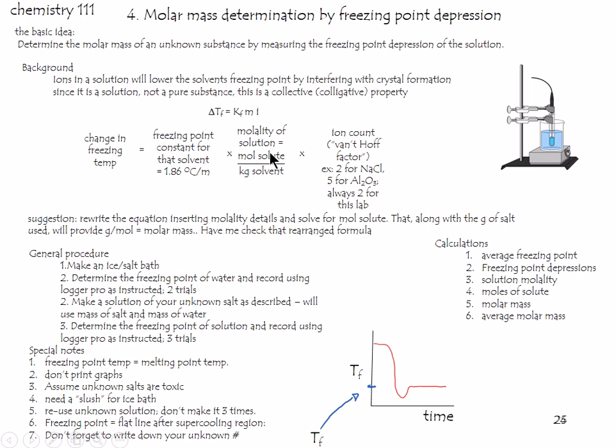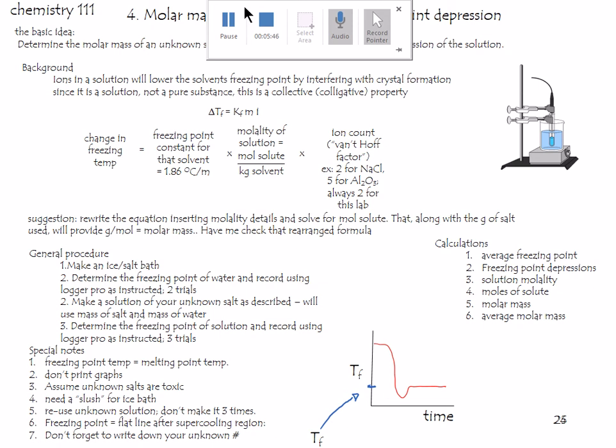Remember, once you have the moles of solute and you have the grams of solute, you should be able to calculate it. Note that you have to use grams per mole to get molar mass. And then, since you've done 3 trials, get the average molar mass. I'd like to see all 6 of those calculations, please. And that is Chemistry 111, lab number 4.